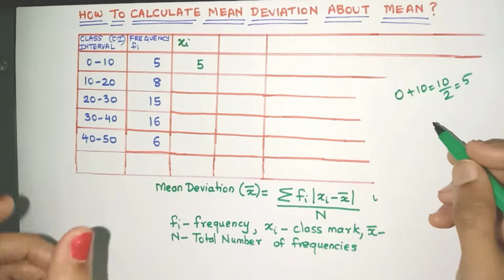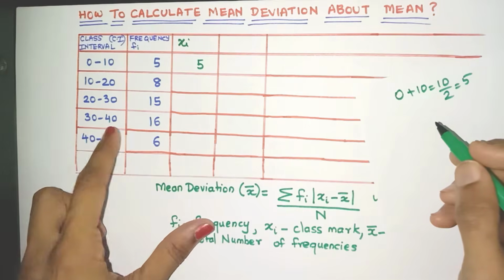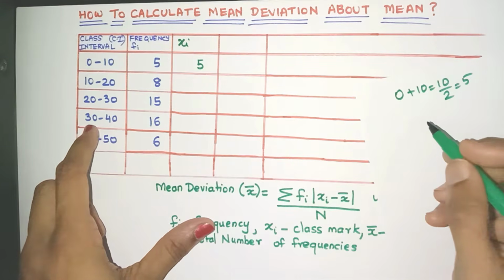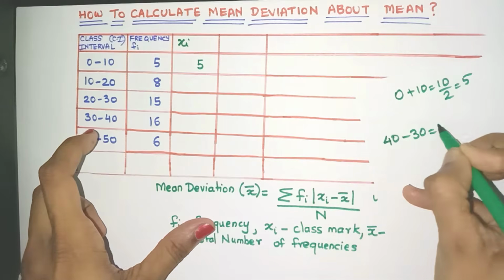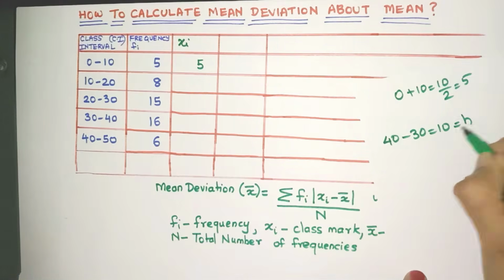Now how do we calculate the class size? Any class interval you take, just subtract the lower limit from the upper limit. So here we have 30 to 40. So let's do 40 minus 30 which is 10. So the class size is going to be 10.